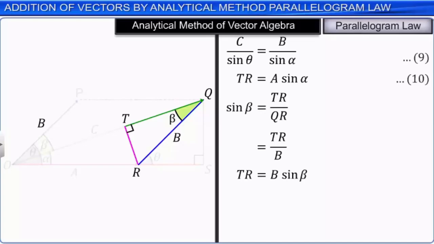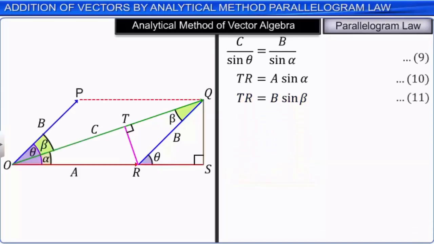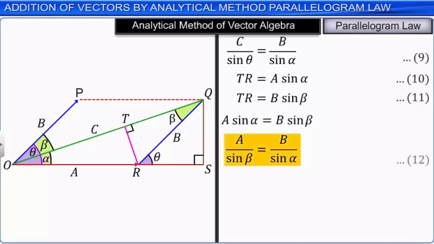Equating 10 and 11, A sin alpha is equal to B sin beta. A by sin beta is equal to B by sin alpha. Let this be equation 12. From equations 9 and 12, we can write A by sin beta is equal to B by sin alpha is equal to C by sin theta. Let this be equation 13.